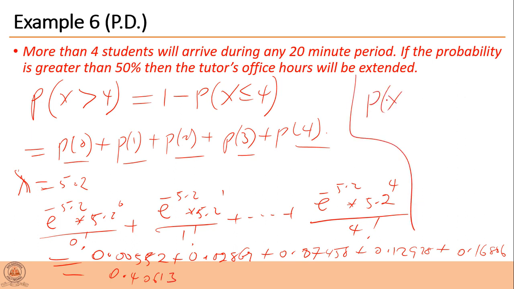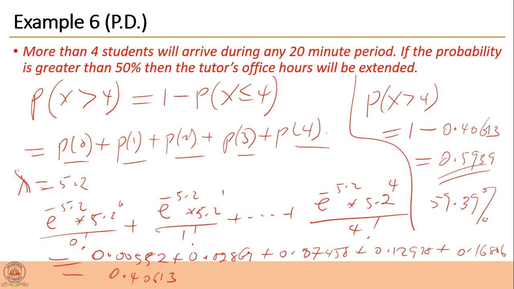So we come back to the probability of x greater than 4, which is 1 minus this total that we have, 1 minus 0.406, and that will give us 0.593. So we have 59.3%. Now the conclusion in this question said if this probability is more than 50%, then the professor's office hours will be extended. So from these results, the professor's office hours will be extended.